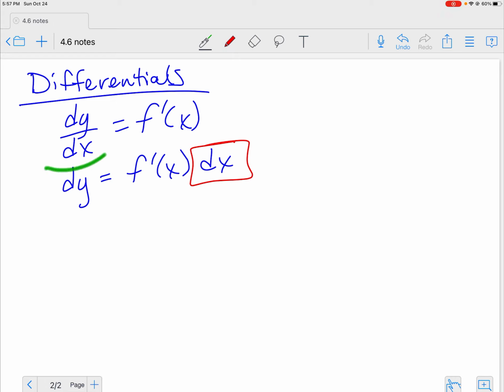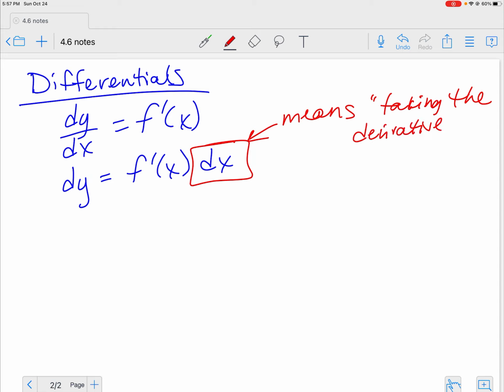Instead of writing the dy dx on the left side, I'm just going to write dy over here, and then your differential is putting this dx afterwards. Now here's what this means. This means that I am taking the derivative with respect to x. That's what that means. I am taking that derivative with respect to x. This is an x, and I have x in my problem.